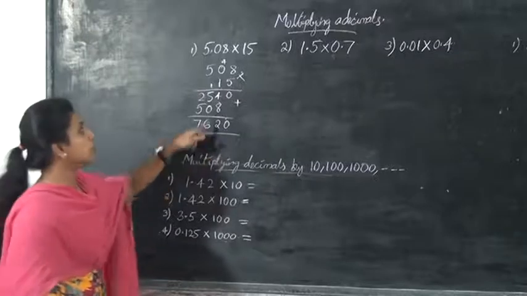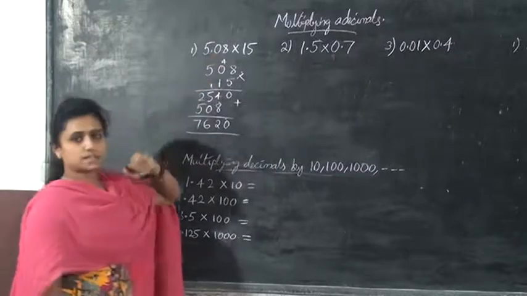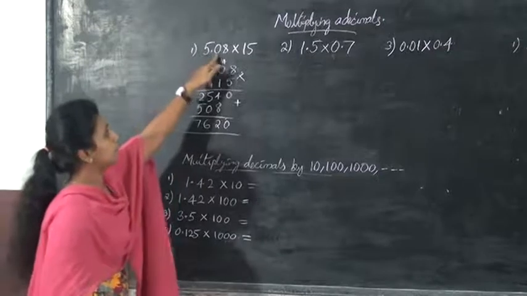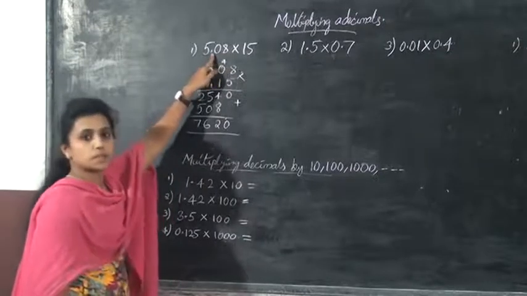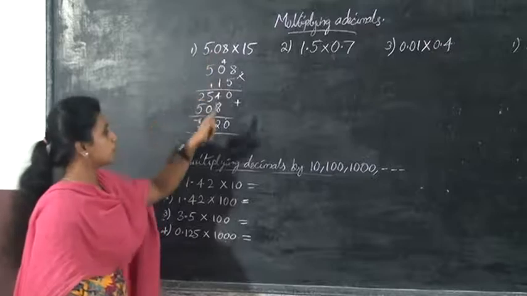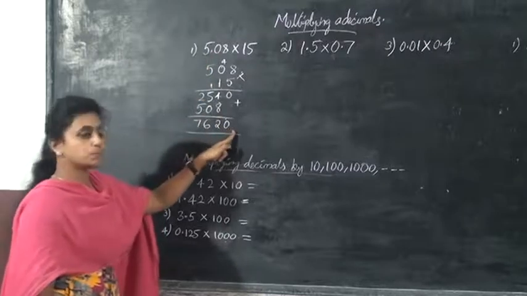For this you want to count how many decimal places are there. You want to count the number of decimal places. 1, 2. Only 2 decimal places are there. Which means you want to count 2 decimal places from the right of the product.